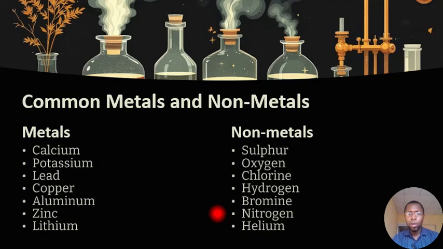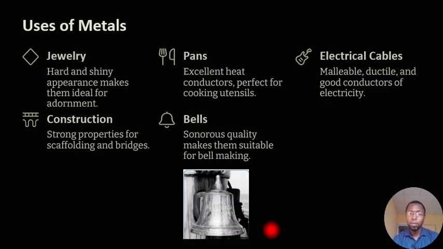Okay, let's talk about some of these metals and non-metals. For metals, we have calcium, potassium, lead, copper, aluminum, zinc, and lithium. While some of the examples of non-metals are sulfur, oxygen, chlorine, hydrogen, bromine, nitrogen, and helium. So these are some of the examples of metals and non-metals.